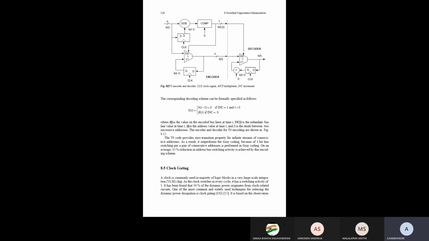So hello everyone. In today's class, we are discussing different clock gating circuits in switched capacitance minimization. Mainly, this chapter addresses the problem of switched capacitance minimization, which is implemented using both hardware and software based approaches to minimize the switched capacitance.